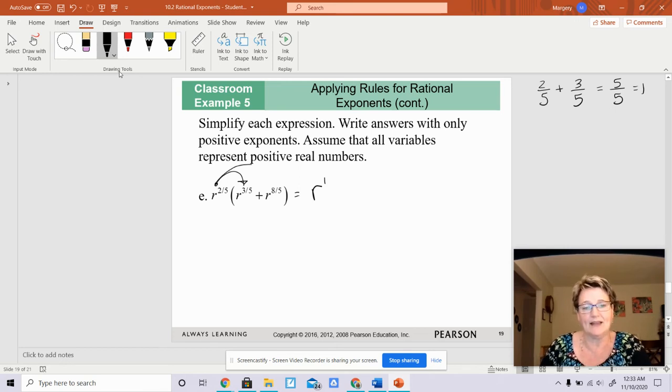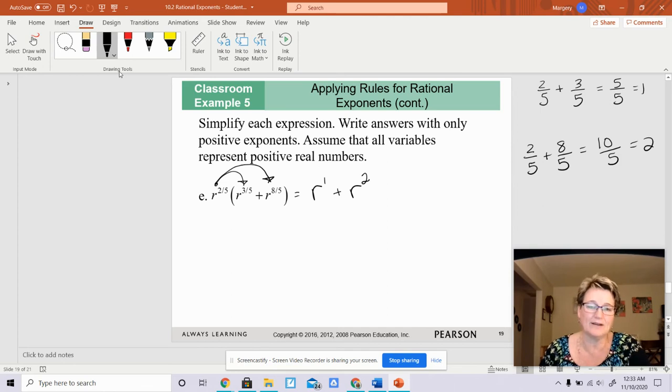Now you're going to take that and multiply it by the next one. So it's going to give you a positive r. So that is 2/5 plus 8/5, and that's going to give you 10/5, which is 2. And you can't combine these because one's an r squared and the other one's an r to the 1st.